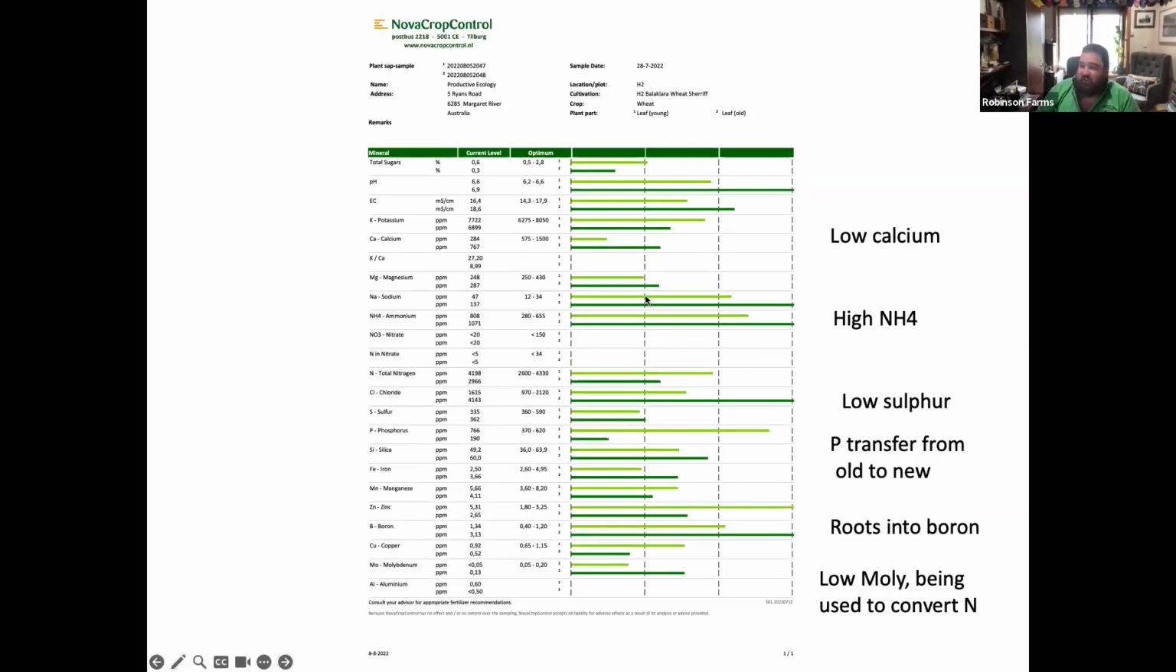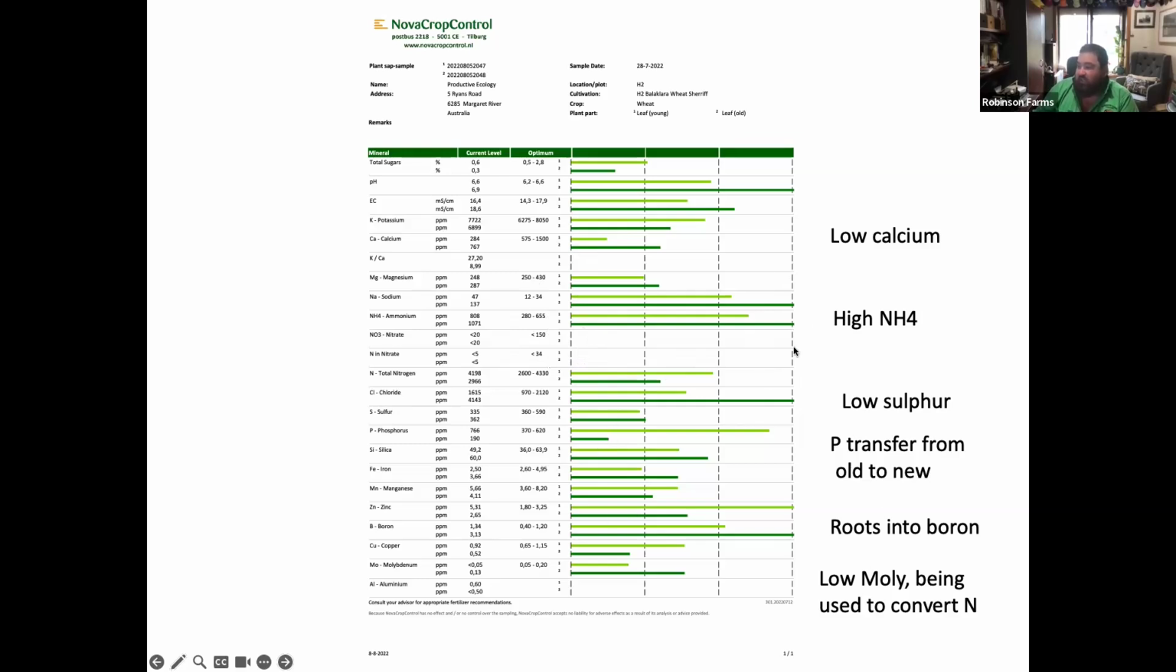So we need to understand what we need to fix the early nitrogen with. So, another SAP test, and this time we've got old and new leaves. You can see here we've got low calcium. This was after the 28th of the 7th, so this would have been after a fertilizer spread. You can see here that we've got high ammonium, but we've got low nitrates, which is really good. That means we're converting them. We're low in phosphorus again, so we need a bit more phosphorus.